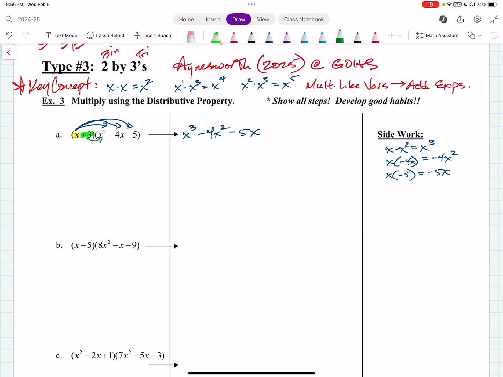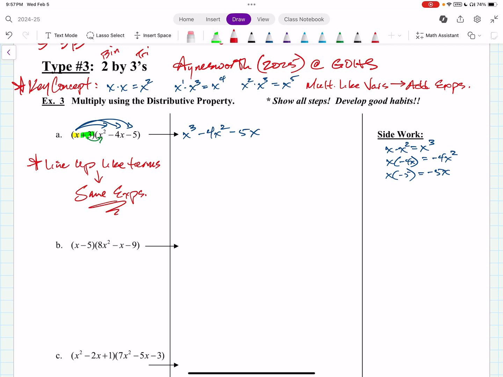Now 3 times x squared is 3x squared. Really important: you want to line up like terms. So let's put that in red on the left-hand side. So line up like terms. What does that mean? Okay, same exponents.